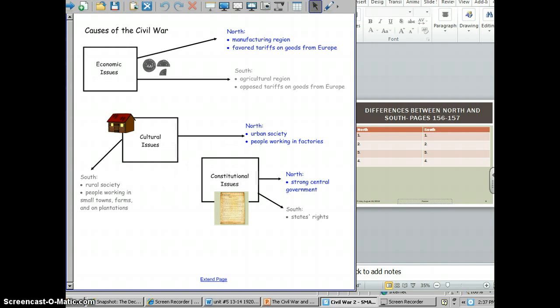So the main differences that we've seen so far are in how the North and South made money, how they lived their lives, and what they valued from the government. These things came into direct conflict with each other to the point where there could be no reconciliation of these differences, and civil war broke out.